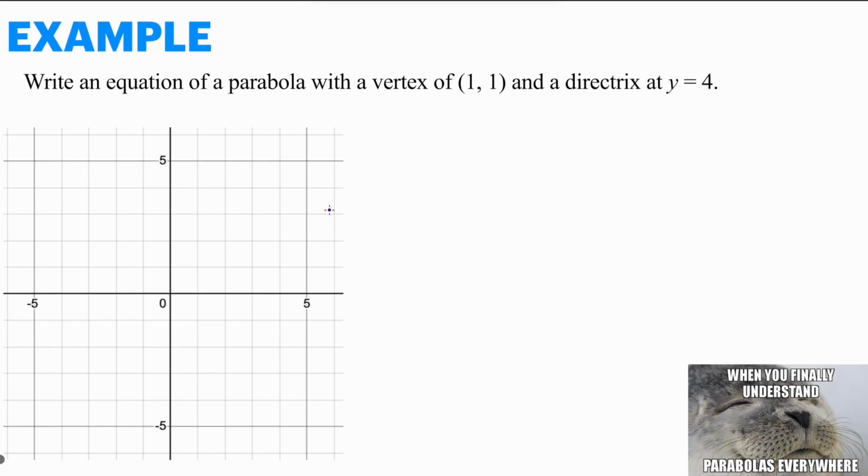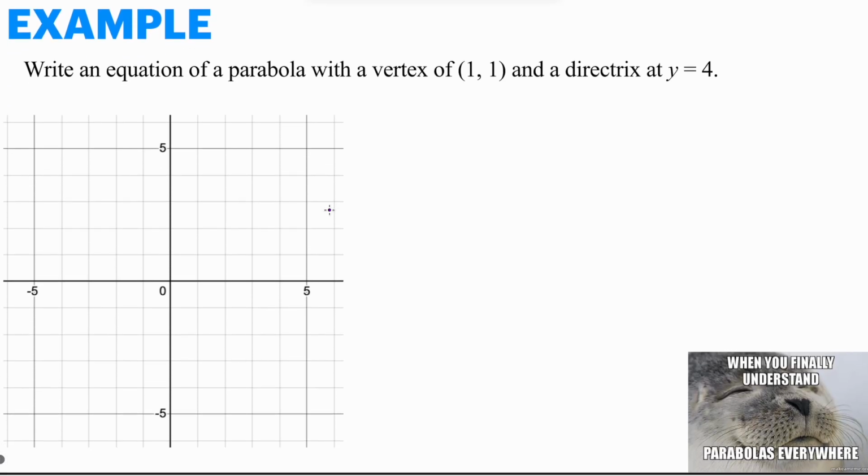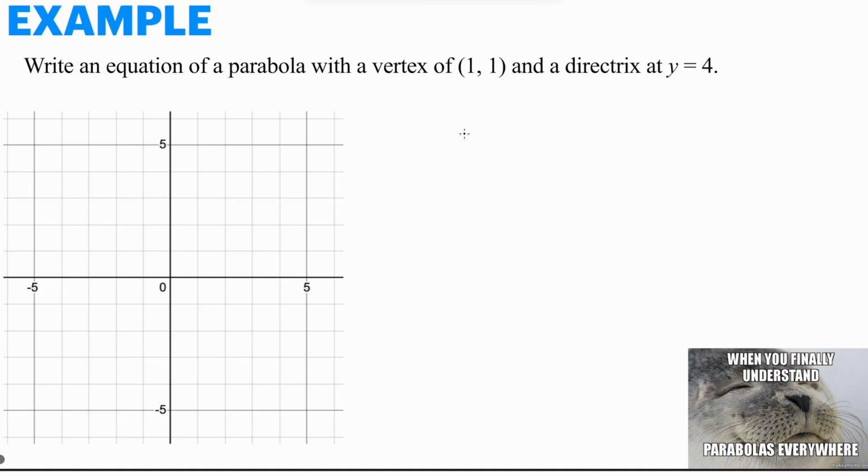So here's an example. We want to write an equation of a parabola with the vertex (1, 1). So (1, 1) is going to be right there. And my directrix is y = 4. 1, 2, 3, 4. So I know that this is going to be my directrix. So if my directrix is this way, that means my parabola is going to be facing down, because it always faces the opposite direction of my directrix.